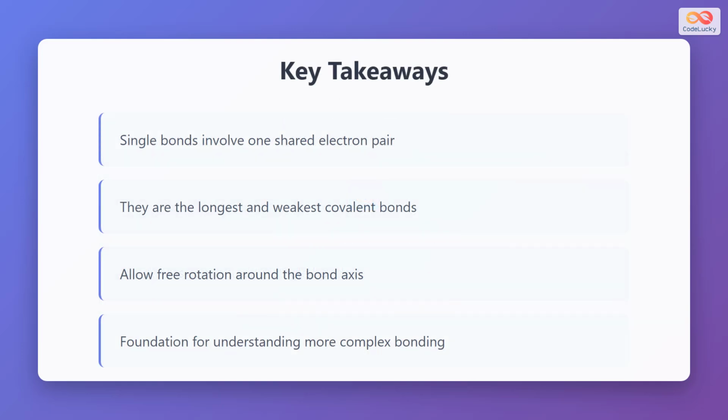Let us summarize what we have learned about single bonds. First, single bonds involve one shared electron pair between two atoms. Second, they are the longest and weakest type of covalent bond. Third, single bonds allow free rotation around the bond axis, giving molecules flexibility. Finally, understanding single bonds provides the foundation for learning about more complex bonding patterns in chemistry. Mastering this concept will help you better understand molecular structures and chemical reactions.